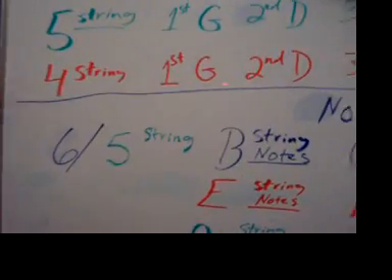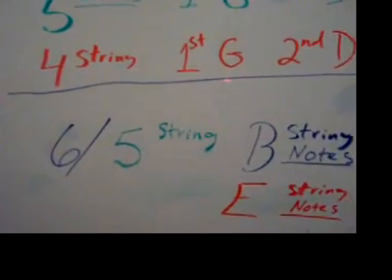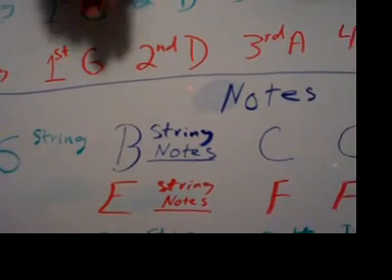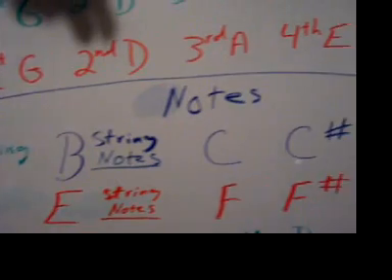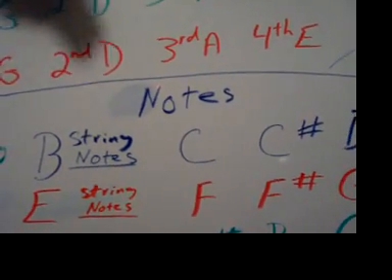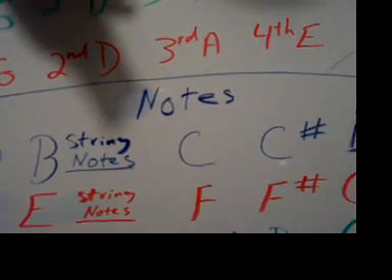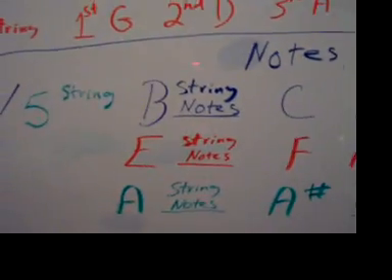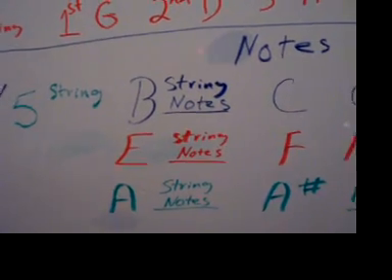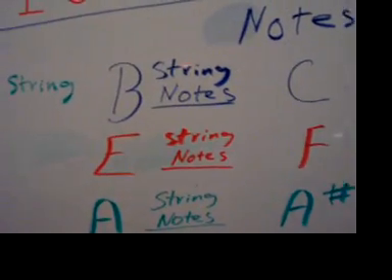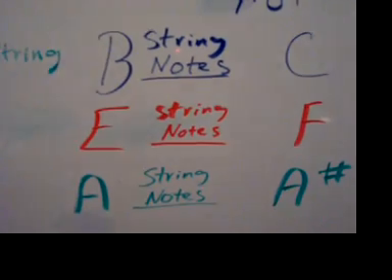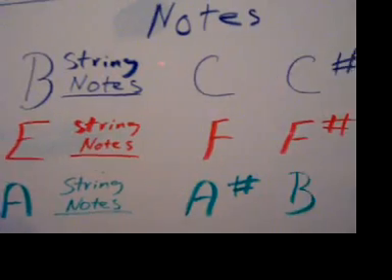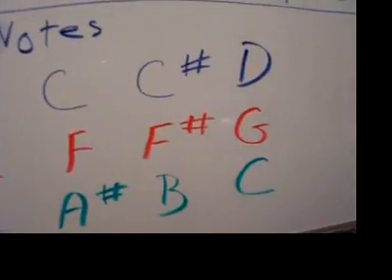If you have a 5 or 6-string bass, we're going to start with your lowest string, which will be the B string. And your notes today will be open B, then we'll use C, C sharp, D. Then if you have the 4-string bass, this will be your first string, which will be the E. We're going E with the open string, F, F sharp, and G.